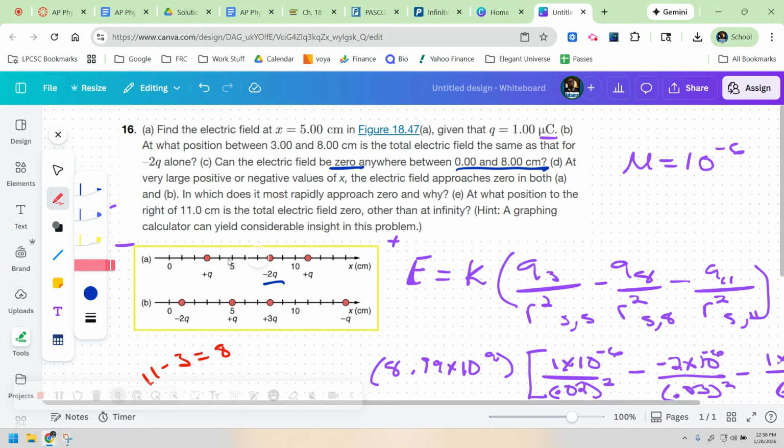So now let's say it lives somewhere over here between 3 and 8. This would generate an electric field this way, which would be positive. This would generate an electric field this way, but you have a negative charge, so your overall electric field would be positive. And then this would be an electric field that would be negative. Mathematically, though, I don't think it would cancel out. Yeah, I don't think there is a place to do it. We'd have to try it all, but I don't think so.